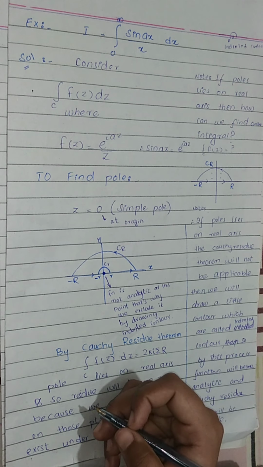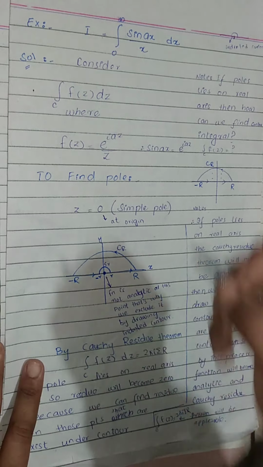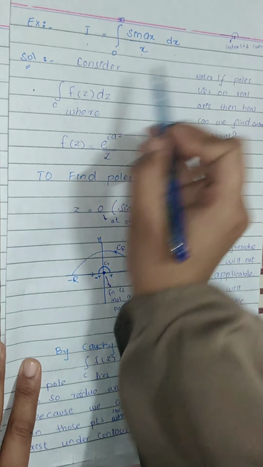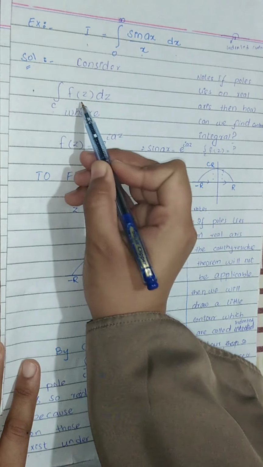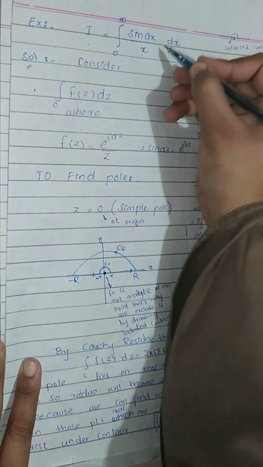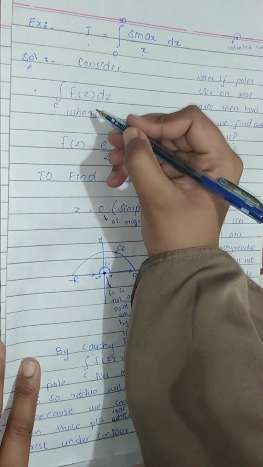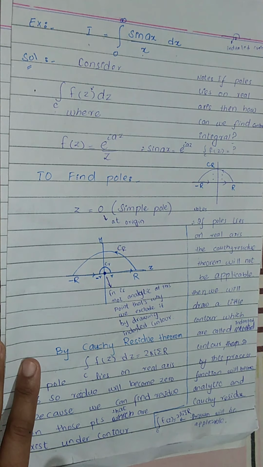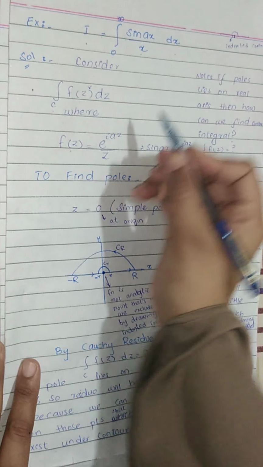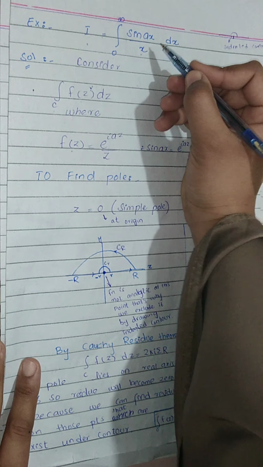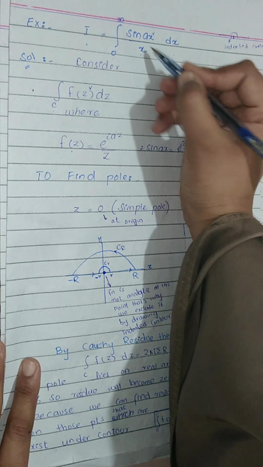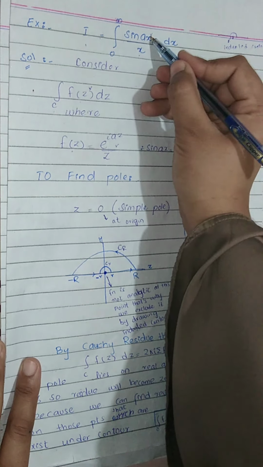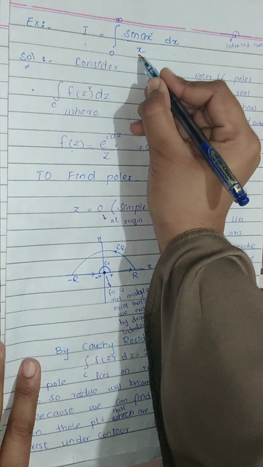Now we will discuss examples of an indented contour. We have I equal to the integral from 0 to infinity of sin(ax)/x dx. Consider the contour of f(z). When we find the contour, we replace x by z. As discussed in the previous lecture, when we have a trigonometric function like sine or cosine, we use e^(iaz) instead of sin(ax), replacing x by z.